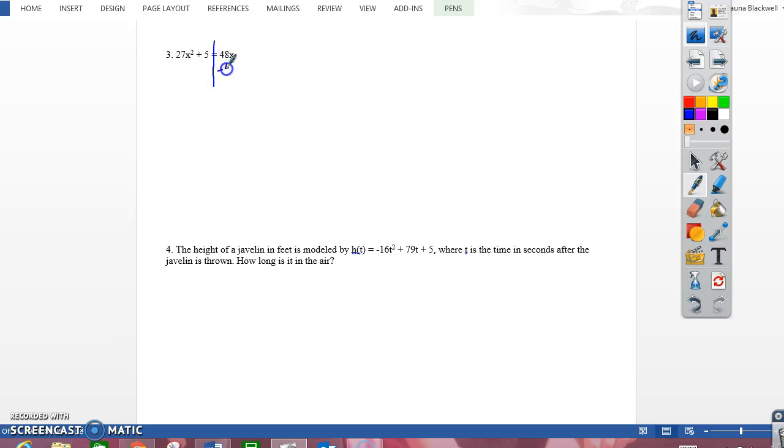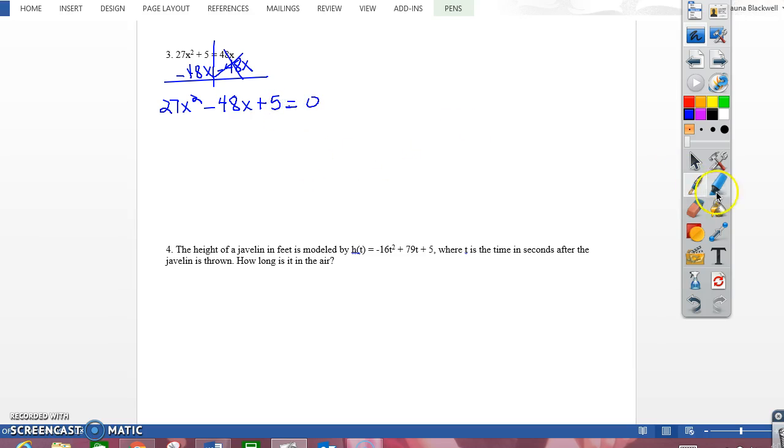So that means I'm going to get rid of the 48x. We're going to do that by subtracting 48x from both sides. And that will make that 27x squared. Negative 48x does not have a like term over here, but remember we put it in order. X squared, x, and then your constant, plus 5. And now it's equal to 0.